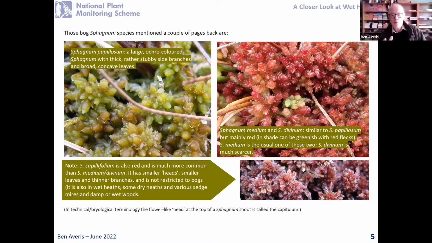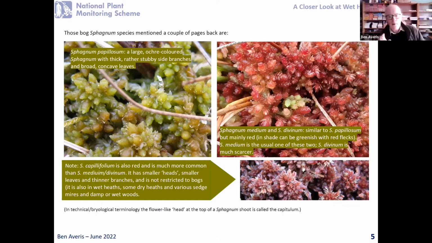But in bogs, you often find one or both of those two species in the big photos there, Sphagnum papillosum and Sphagnum magellanicum. They're big chunky sphagnum species with big branch leaves. That's what makes the branches look kind of thick and fat. One of them is ochre coloured, Sphagnum papillosum, and the other one's red, Sphagnum medium, Sphagnum divinum. They've been split off from the previous Sphagnum magellanicum that kind of lumped things together.